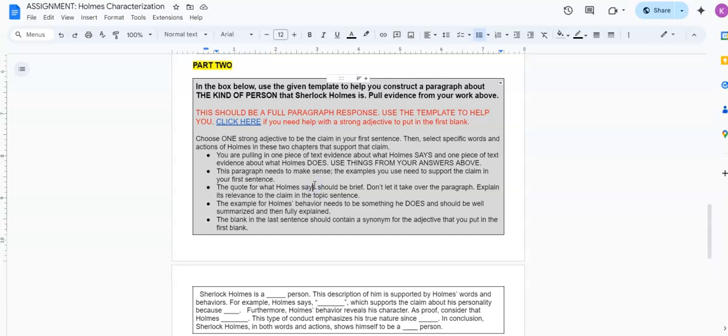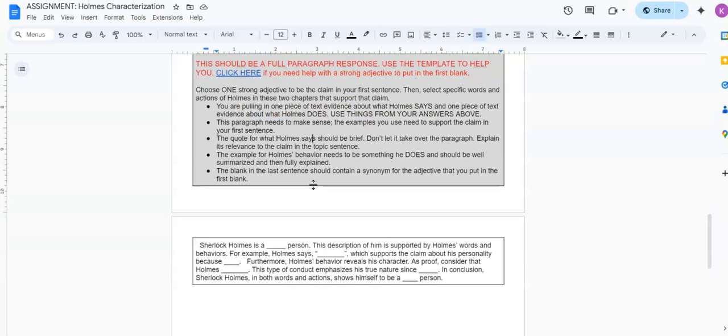So you're going to choose one strong adjective to be the claim of your first sentence. Then you're going to select specific words and actions of Holmes in these 2 chapters that support that claim. So you are pulling in one piece of text evidence about what Holmes says and one piece of text evidence of what Holmes does. Use things from the answers above. Make sure your paragraph makes sense. The examples need to support the claim in your first sentence. The quote that you have from Holmes should be brief. Don't let it take over the paragraph.